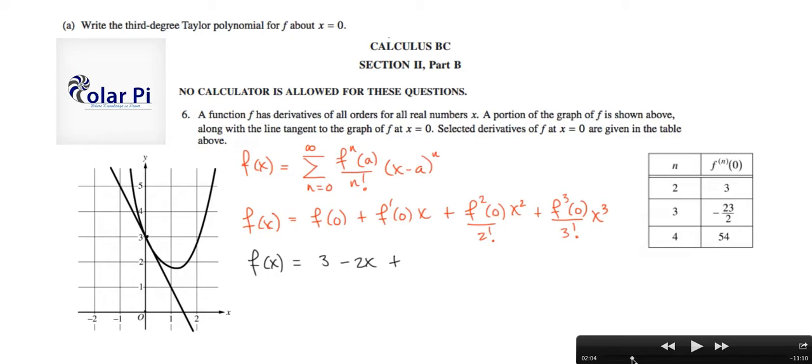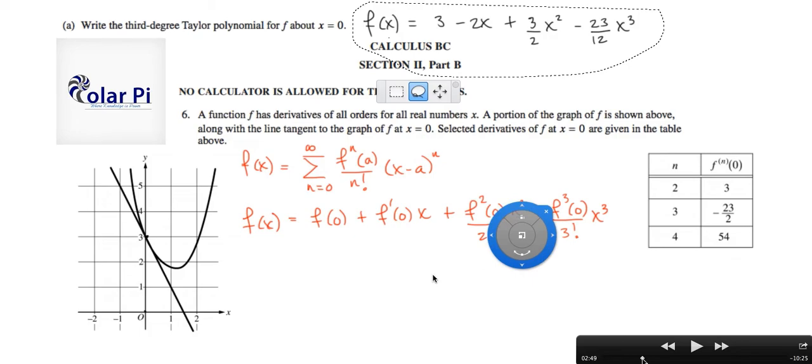Plus, for the second derivative at 0, we're given a table of values for the nth derivative at 0. For the second derivative at 0, we have 3 here. So we have 3 over 2, because 2 factorial is 2, and then x squared. Then it's going to be minus, because this is the third derivative at 0, and according to this table it is negative 23 over 2. So we lead with the minus, and then 23 over 2, but don't forget the 3 factorial dividing it. So we have 23 over 2 divided by 3 factorial, which is the same as negative 23 over 12, and then x cubed. So this is it for part A.